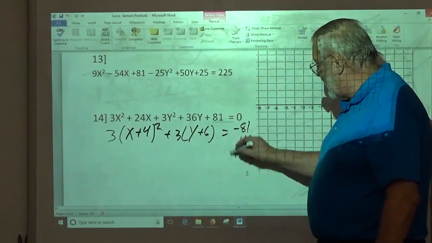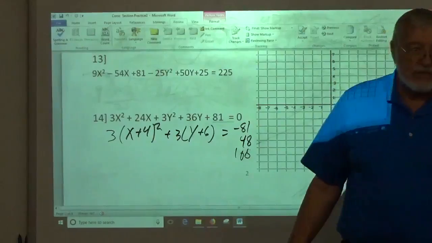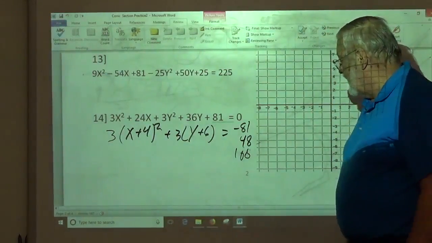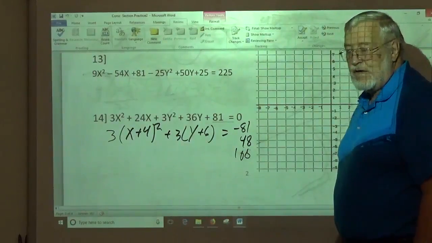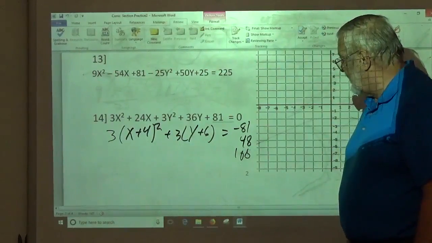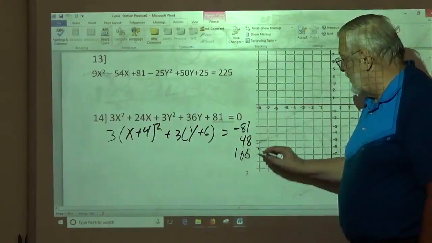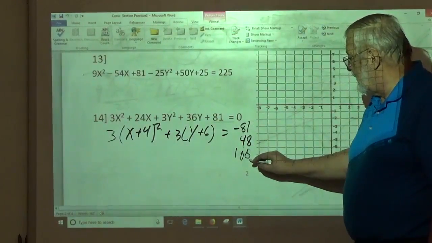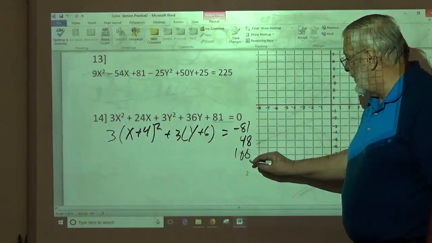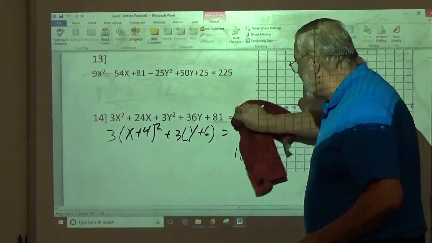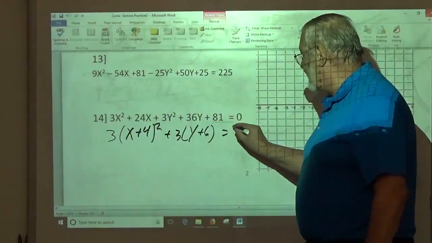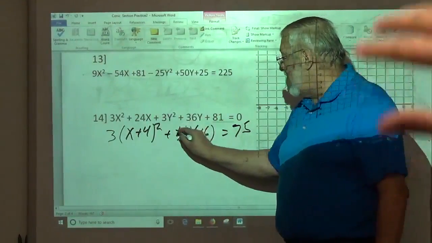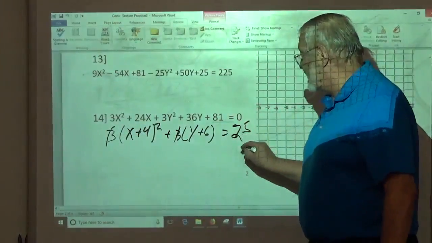All right, when you add all those up, you're supposed to get a perfect square. What is it? 75. Okay, yeah. All right, so this is 75. Divide everything by 3. And that cancels, and this becomes a 25.